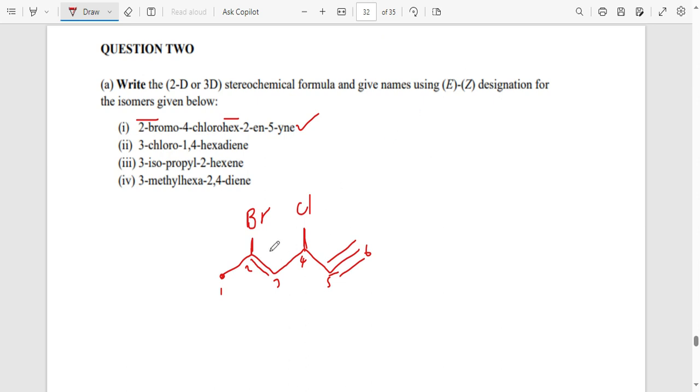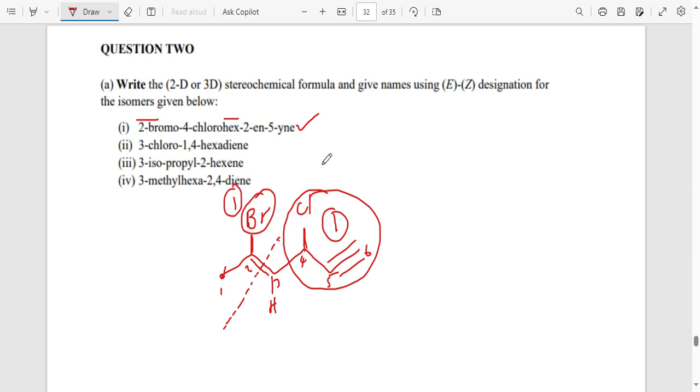Now you can see this molecule, if I cut it in the middle like so, even if you can't see there's a hydrogen here, you can see this group will receive priority, this will be 1. And then for this other side, we have got a bromine and a methyl. This one will receive priority, so it will be 1. Because the two groups of priority are on the same side, this is going to be Z. On the triple bond, you can't mention whether it is E or Z. EZ only applies to double bonds.